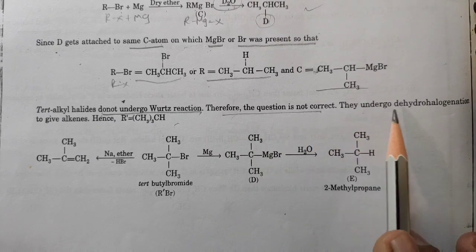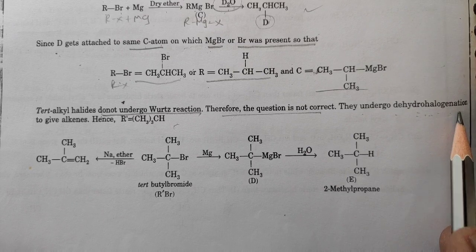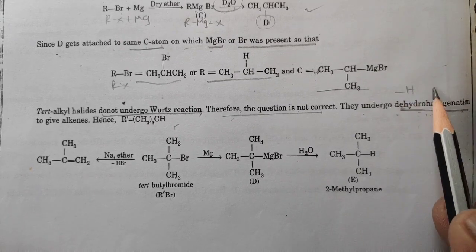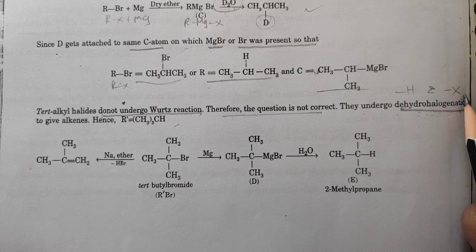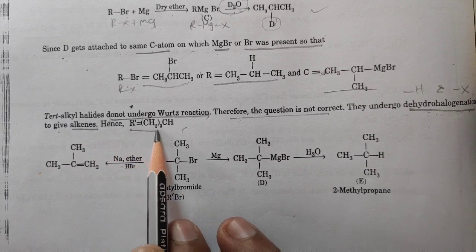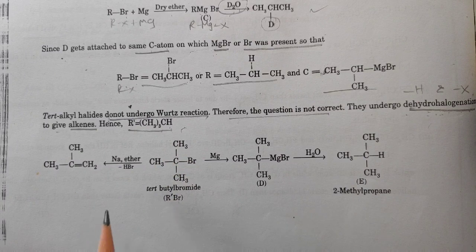Not correct. They undergo, what is the word given? They undergo dehydrohalogenation. Dehydrohalogenation means what? Removal of hydrogen and removal of halogen, right? So to give what? Alkenes. Hence R-CH3 is what we get, what is given here.